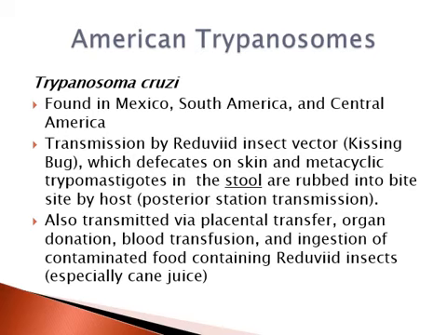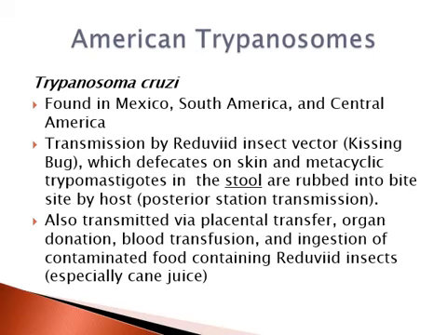Now we come to American trypanosomes, or Trypanosoma cruzi. Trypanosoma cruzi is found in Mexico, South America, and Central America. Transmission is by the reduviid insect vector, or kissing bug, or cone-nosed bug, as they call it, which defecates on the skin. The metacyclic trypomastigotes in their stool are rubbed into the bite wound when the host scratches after their bite.